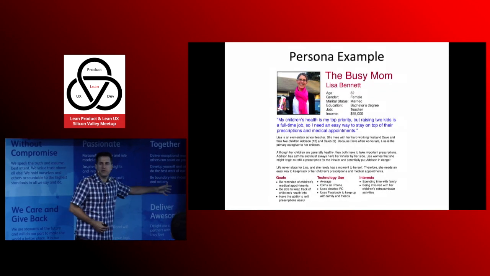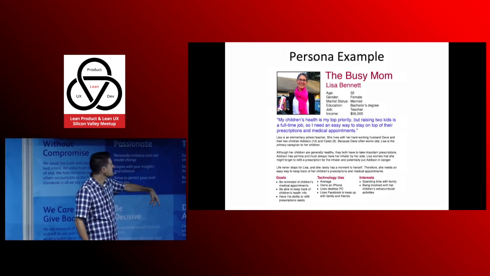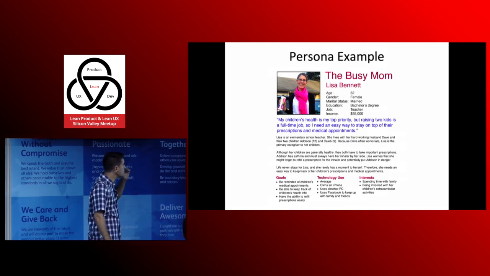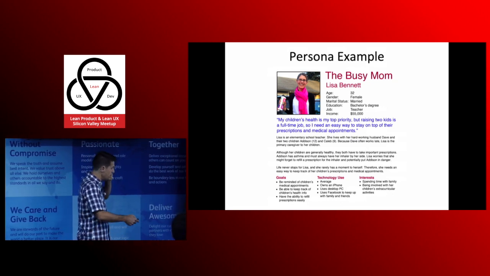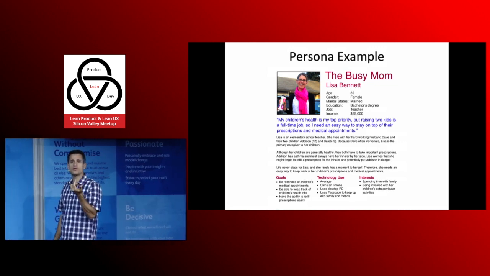This is not what I would expect you to start out with, just to be clear. This is after a lot of research, and it probably has more TMI than you really need. What matters the most, a couple of things that I think are most important. One, the busy mom is having a nice short handle that people can use internally.